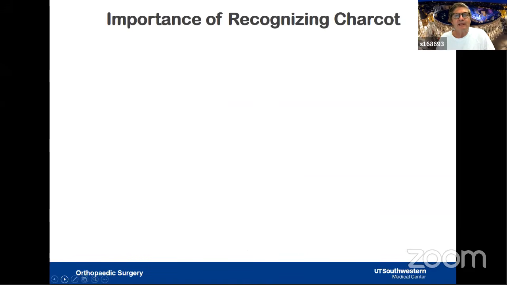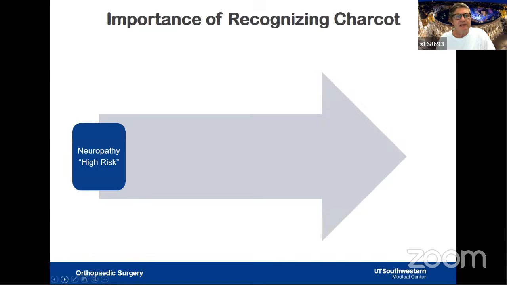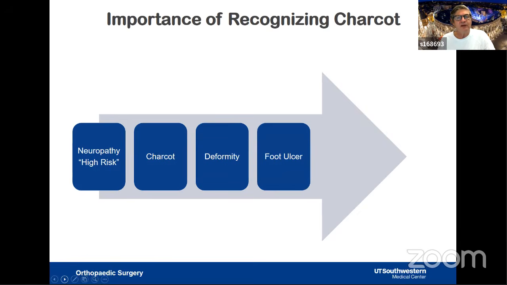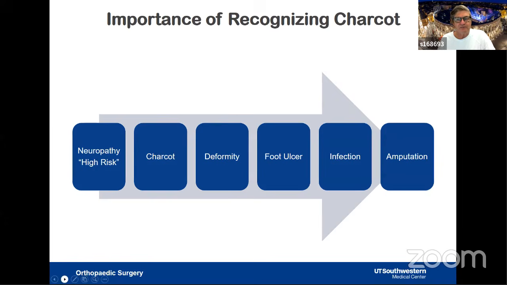Why is it important to recognize Charcot? Because the pathway begins with a high-risk patient who has neuropathy. That patient gets an injury and develops a Charcot foot. That Charcot foot develops a deformity. It then develops a foot ulcer, an infection, and ultimately an amputation. We want to prevent amputations. How can we do so? By shifting all this to the left, when they develop that Charcot deformity, to try and really make that foot plantigrade so they don't develop a foot ulcer.